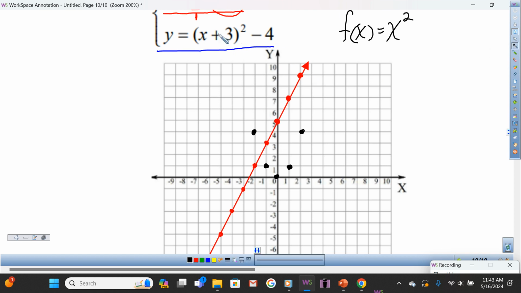Tell your neighbor where those points are going to be moved according to that. Where are those points going to be moved? Where do we move those points, Courtney Jean? Oh, to the left 3 and down 4. That is correct. Or in other words, look up, guys. What is my new vertex? Instead of 0, 0, my new vertex is going to be what? -3, -4.